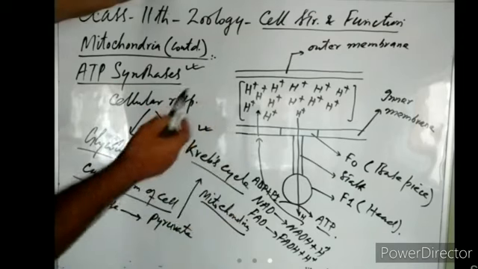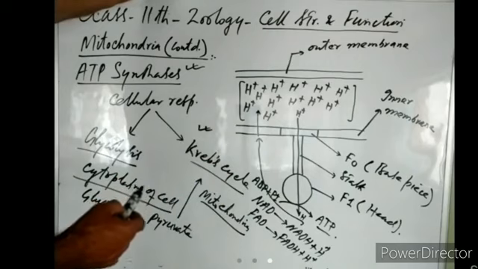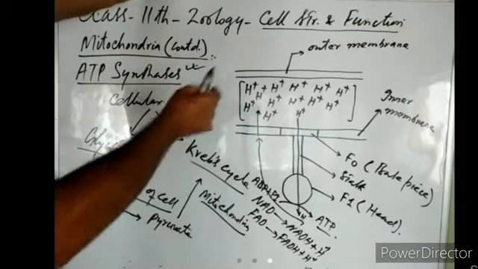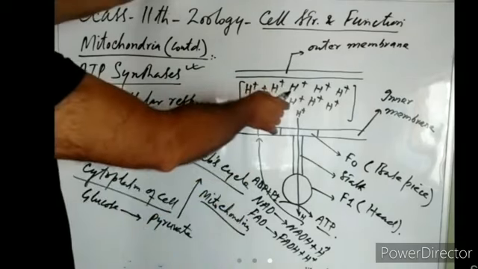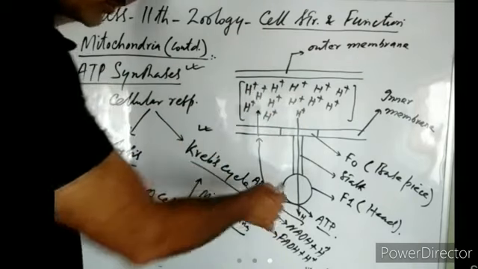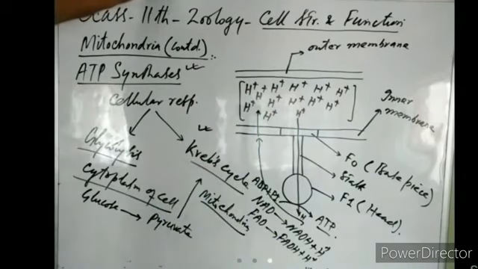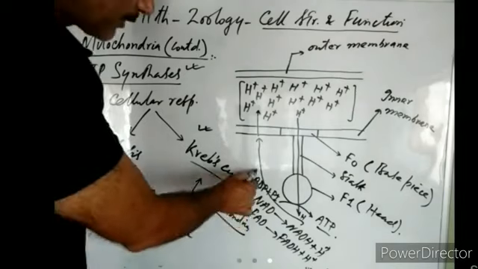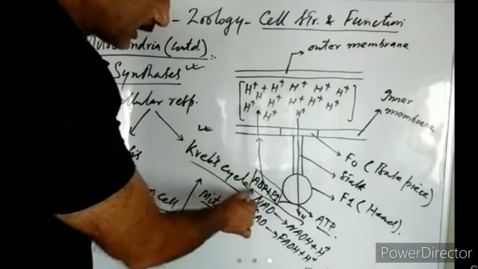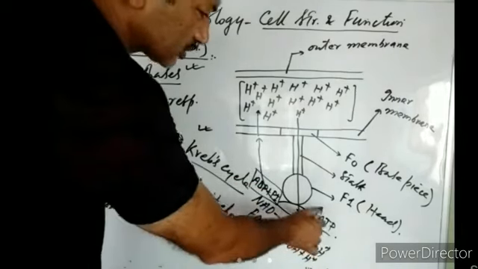In Krebs cycle, these reduced coenzymes are produced. Reduced coenzymes release protons. Protons are carried into the outer chamber. From the outer chamber, protons flow back into the inner chamber through elementary particles. They release energy, and with the help of that energy, ADP and inorganic phosphate are combined and ATPs are formed.